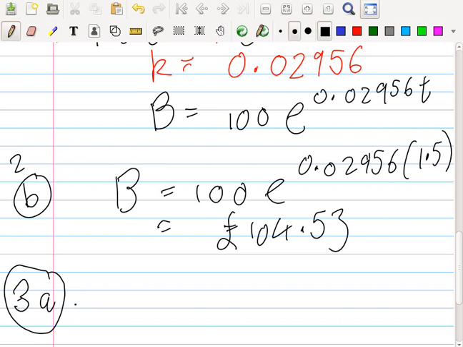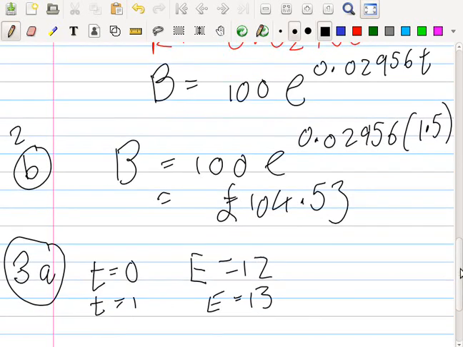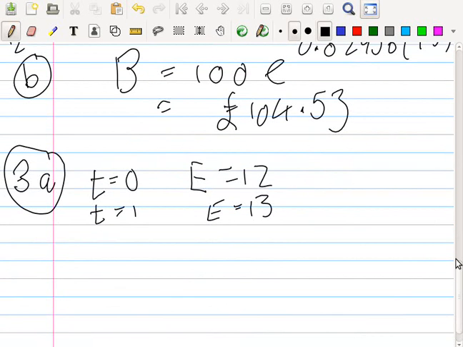Okay. 3A, we did this yesterday. So what you have is a town at the start of the year, when T is 0, consumes 12 megawatts a day. And then at the end of the year, it consumes 13 megawatts. And the question is find a formula for the amount of energy consumed by the town at a particular time. So like in the previous question, we assume it would be exponential.